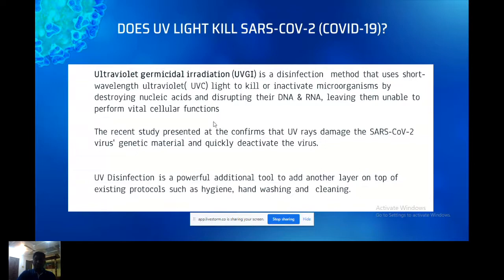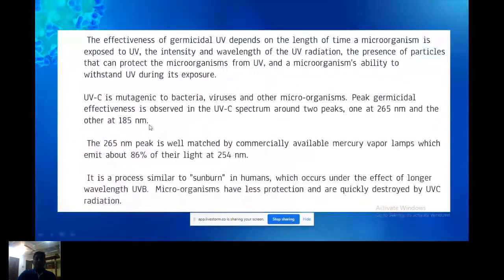The recommendation is the UV light wavelength should be about 185 to 265 nanometers. They are very effective in reducing the viral load or making these viruses inactive by actually destroying the ribonucleic acid and DNA or the RNA of microorganisms, either the bacteria or the viruses. So this is the importance of the UV lights.